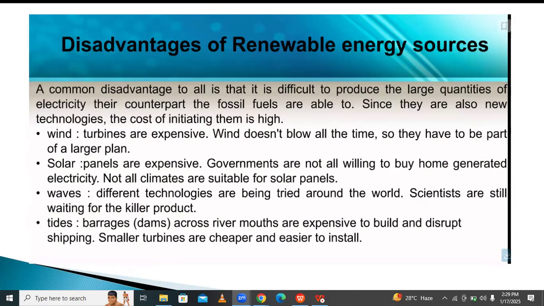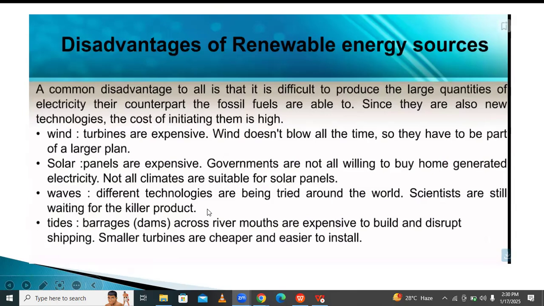Next, what are the problems in renewable resources? First, with respect to wind, turbines are expensive. Wind doesn't flow all the time, so they have to be part of a larger plan. These are the wind problems. And then next, solar. What are the problems with solar? Panels are expensive. Governments are not willing to buy home-generated electricity. Not all climates are suitable for solar panels.